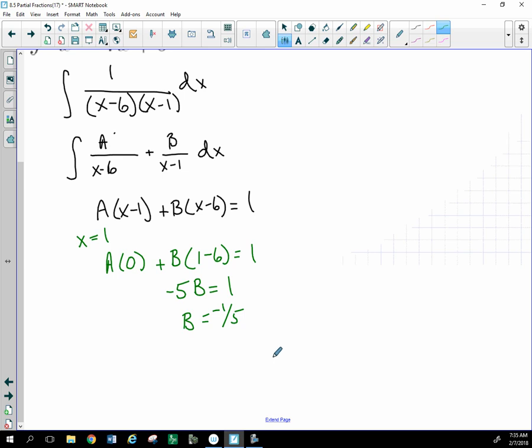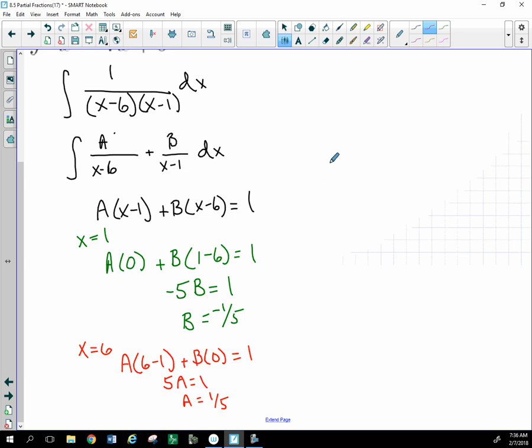All right, knowing that, I can do the same thing and solve for A. This time I'm going to pick x to be 6, and that'll zero out that value right there. And so I get A times 6 minus 1 plus B times 0 equals 1. Then the B goes away, so I get 5A equals 1. So A is 1/5.